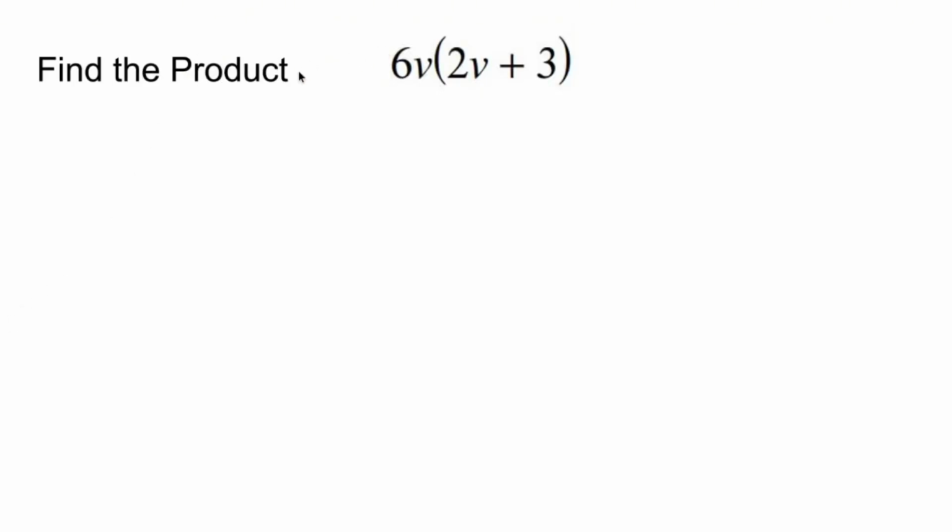Find the product. This, ladies and gentlemen, is distributive property. We are multiplying 6v times (2v plus 3). 6v times 2v is going to be 6 times 2, which is 12, and v times v, which is v squared. 6v times 3 is going to be 6 times positive 3, which is positive 18. V times nothing like it, which is just a v.